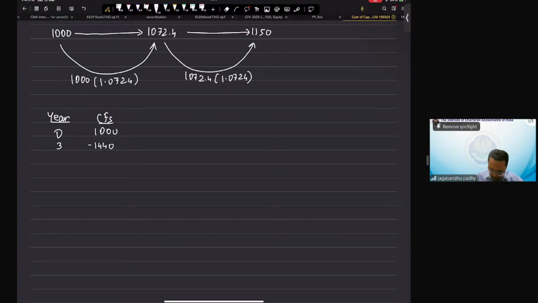9.54%. Well, the equation is quite easy. It's going to be 1440 is equal to 1000 into (1 plus i) raised to 3. So we have 1.44 is equal to (1 plus i) raised to 3. So 1.44 raised to 1 by 3 is 1 plus i. So what is the cube root of 1.44?